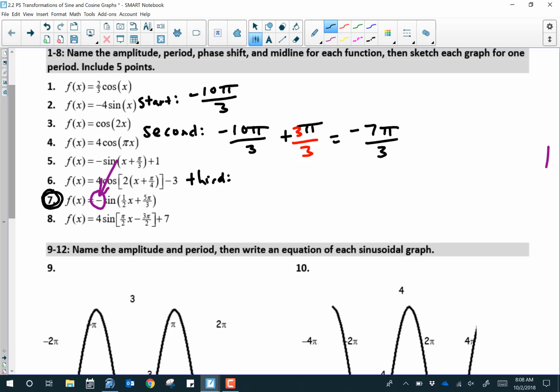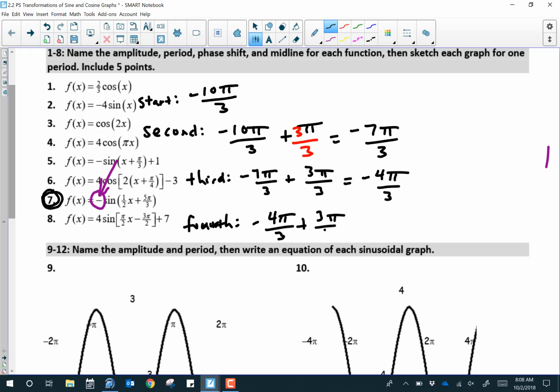All right, so then the third point, you just keep doing that. So now I start at negative 7 pi over 3, and I add another whole pi, or 3 pi over 3. And is it always going to be like 1/4 of the period? Correct, because you want 5 points, or 4 sections, so you're adding a fourth of the period. Okay, so you just keep going until you get to your 5th point. So negative 4 pi over 3 plus 3 pi over 3.